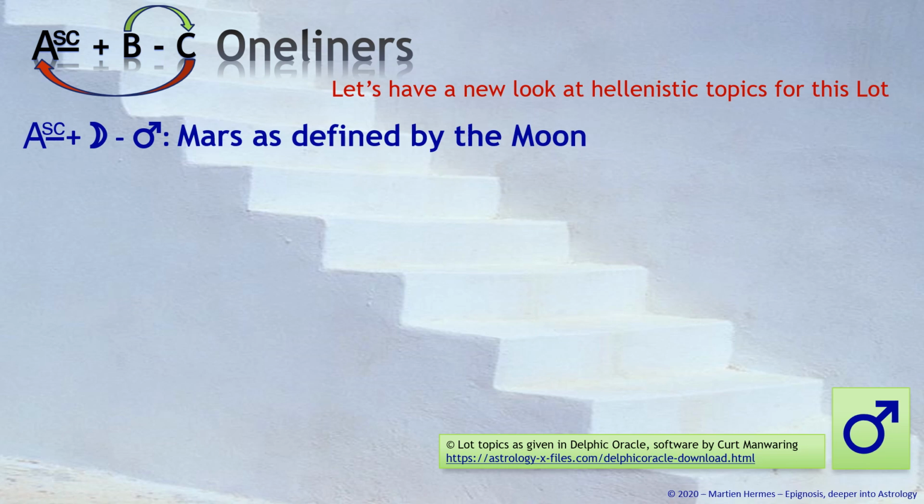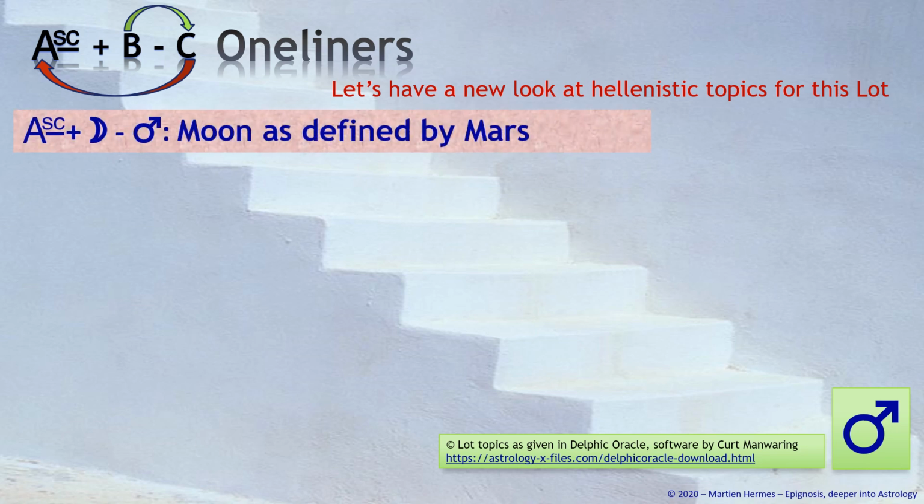So let's have a look again at another slide that I used to try to define this template and use it for an explanation for the significations of this lot. The ascendant plus the moon minus Mars. At first I thought it was Mars as defined by the moon, but now we have to do it the other way around. It is the moon as defined by Mars. That's the actual signification of this little trick by using the planets in the formula to get to the one-liners for these lots, based on what I read in and listened to in the Hermetic Lot tutorial by Robert Schmidt.